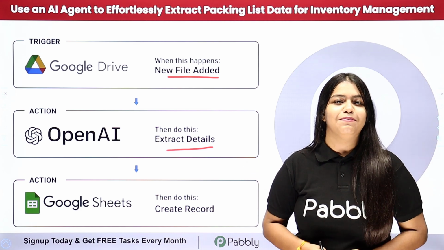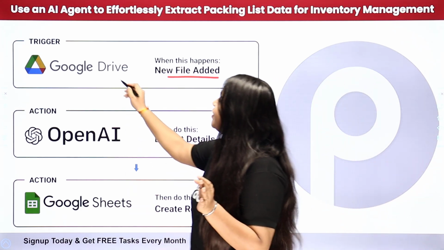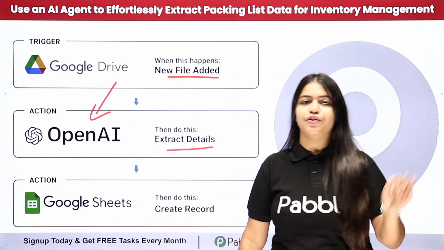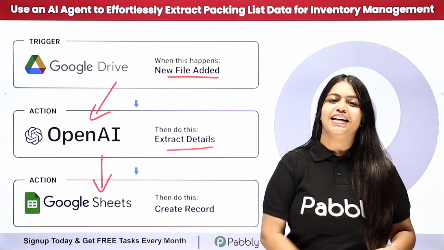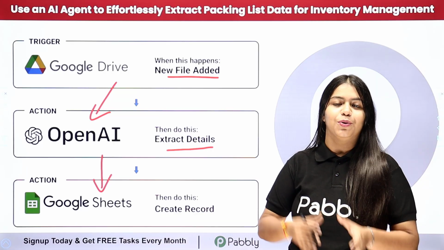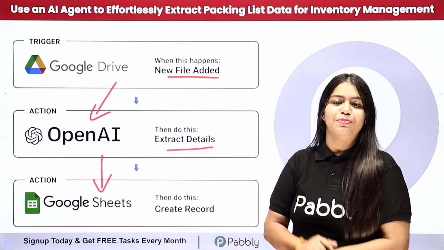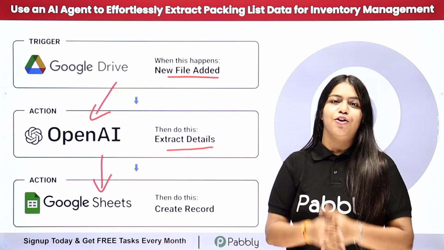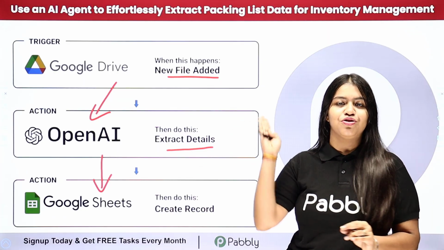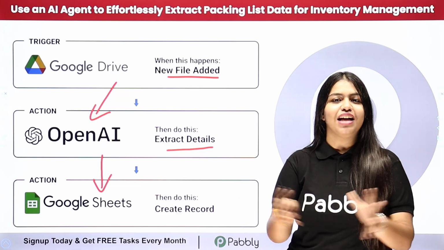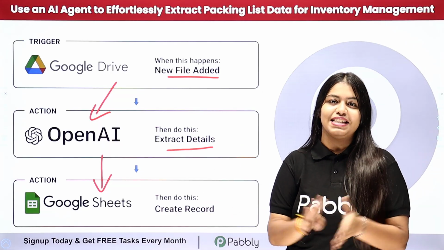So to do this, we are simply going to create a connection between Google Drive, my AI agent, which is OpenAI, and then Google Sheets. And to create this connection without knowing any programming or coding language, we are going to use Pabbly Connect. It is an amazing automation software. So do you also want to create this amazing automation for your business? Then for that, you have to come with me towards my screen.